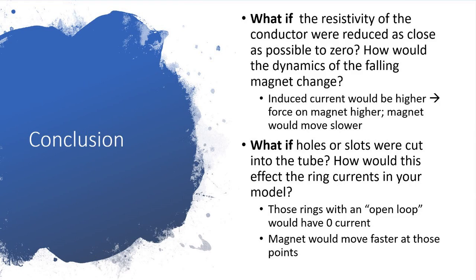So if the resistivity of the conductor was reduced as close as possible to 0, that would mean that the induced current would be higher, so we'd have a higher force on the magnet, so that the magnet would then move slower. And then if holes or slots were cut into the tube, those rings with an open loop would have 0 current, so the magnet would be moving faster at those points. So overall, the time for the magnet to go through that tube would be faster.